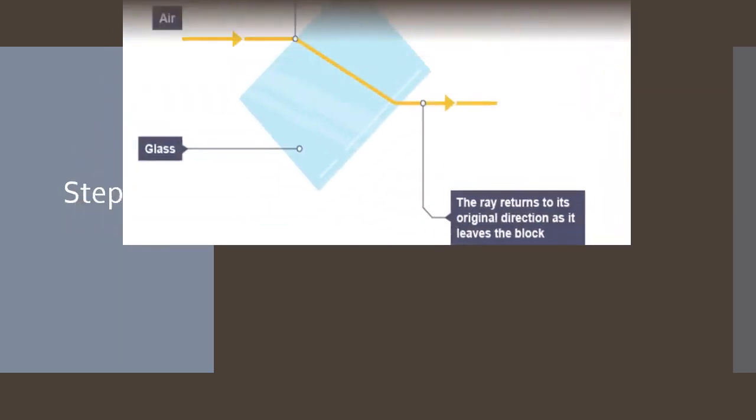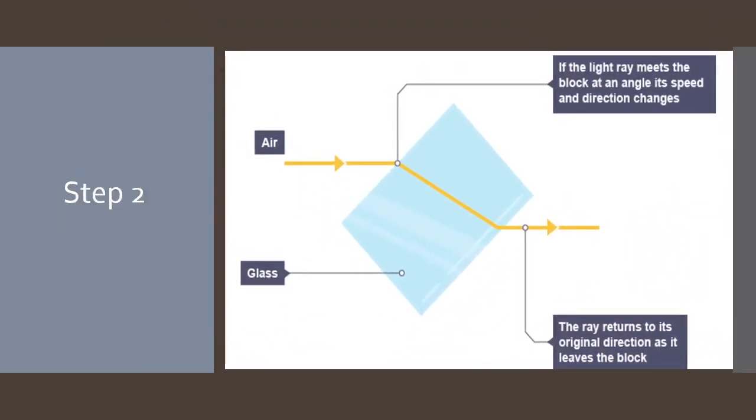Step 2. If the light ray meets the block at an angle, its speed and direction change. The ray returns to its original direction as it leaves the block.